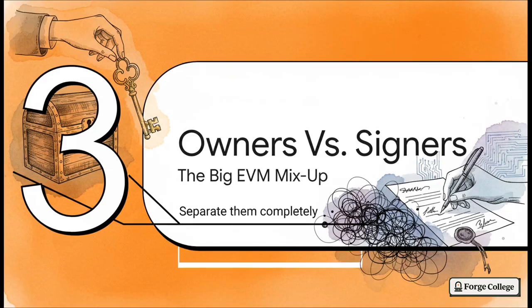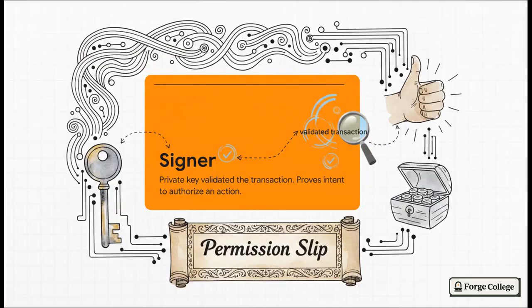Moving right along, Section 3, owners versus signers. Trust me, this is the big EVM mix-up. A lot of EVM developers coming over from Ethereum's MSG.sender constantly mix these two concepts up, totally blurring the lines of authority. So let's draw a hard line right now. A signer is simply the person or entity whose private key validated the transaction. That's it.